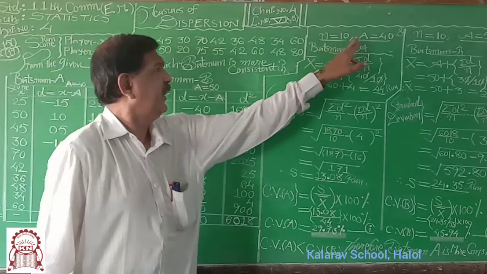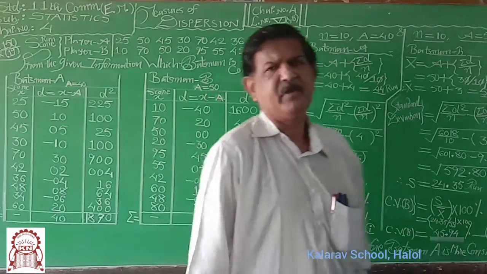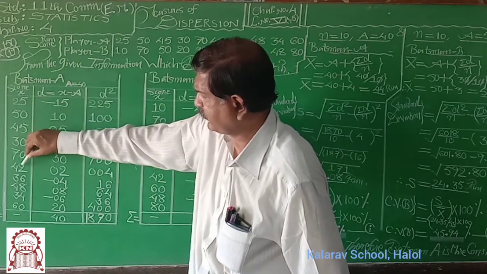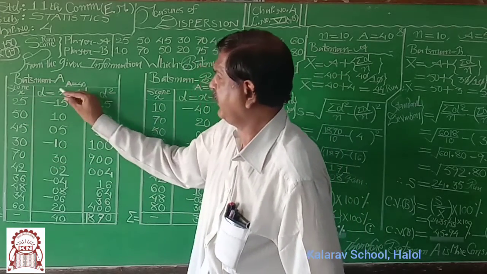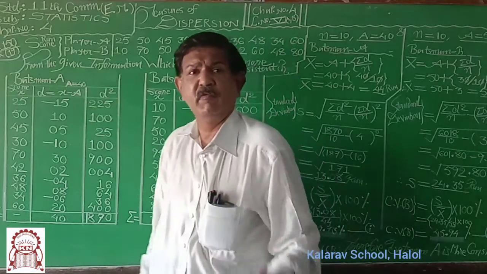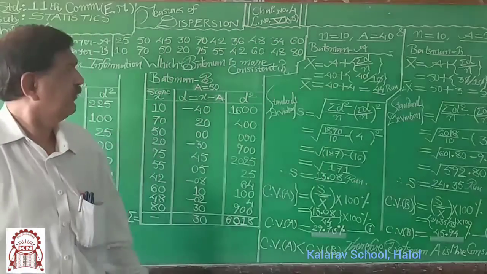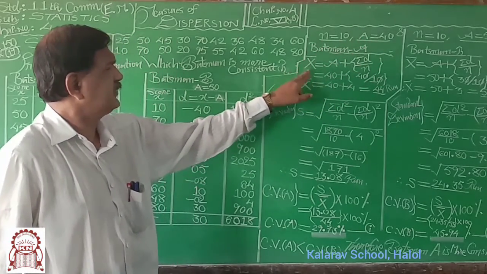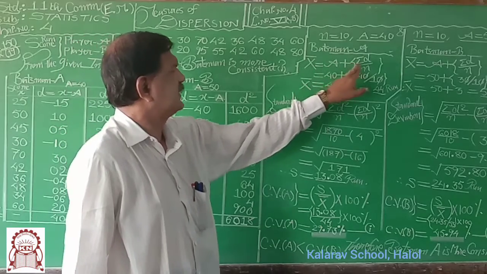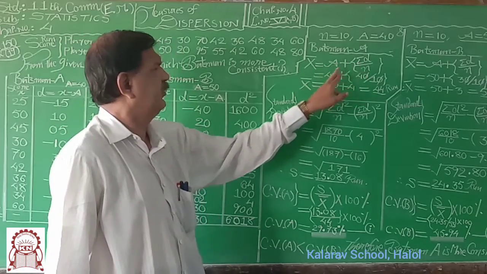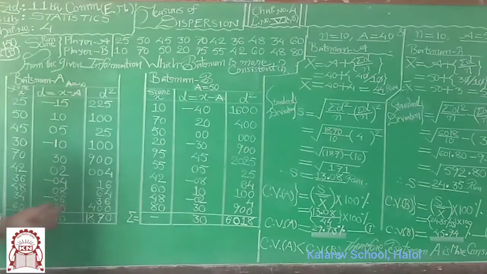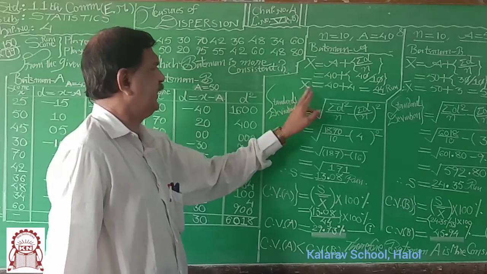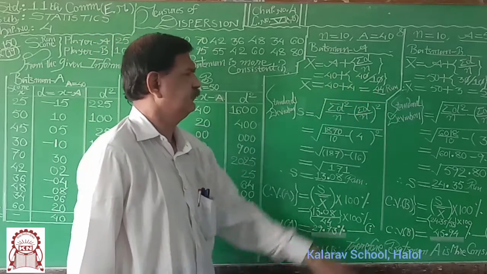N equal to 10 and assume value A equal to 40. See, N equal to 10: 1, 2, 3, 4, 5, 6, 7, 8, 9 and 10. And A means assumed value is 40, for player A or batsman A. X bar, the average run rate, is given by A plus sigma D upon N. A means assumed value, total of D is 40, right? 40 divided by 10 means 4. X bar, average run rate, is 40 plus 4, means 44 runs.